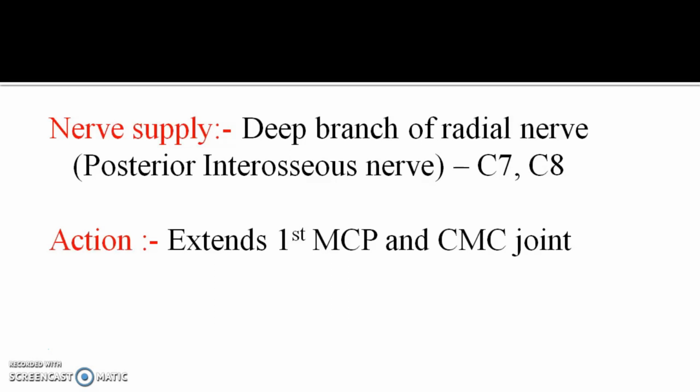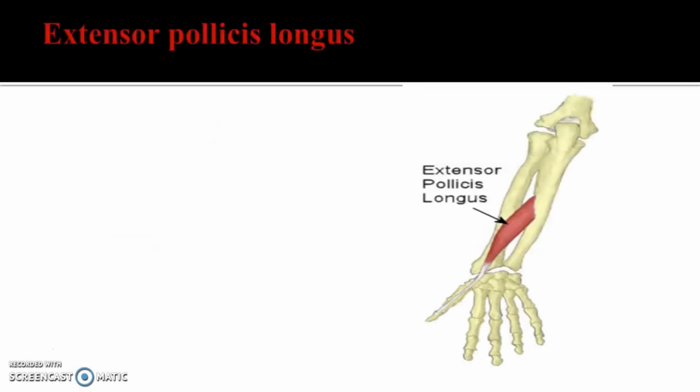There we had seen extension and abduction of carpo-metacarpal joint. Here it is crossing the metacarpophalangeal joint also. So we have two actions happening in two joints, that is extension happening in metacarpophalangeal joint and carpo-metacarpal joint.